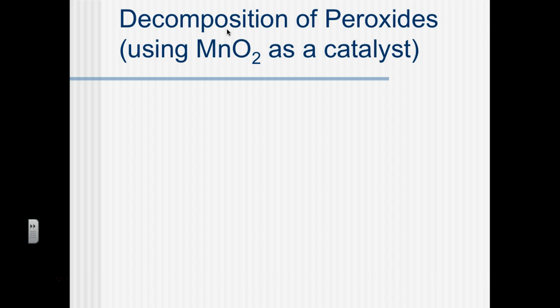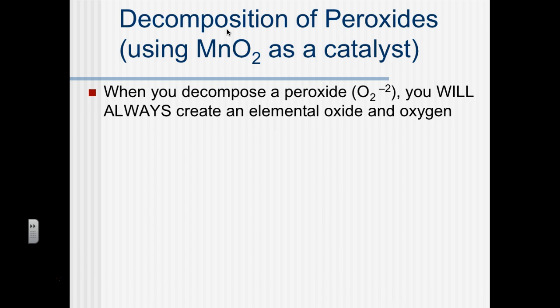Now, who remembers what the prefix per means? Remember when we did polyatomic ions? What does it mean when you do per? Good, it means you add an oxygen. So it's a peroxide. You're adding an oxygen to an oxide, meaning you're adding oxygen to oxygen. So it looks like this, O2. So when you decompose a peroxide, and it's always O2, it's a polyatomic ion, okay? It is not oxygen by itself. It's a polyatomic ion, O2, and it has a -2 charge.